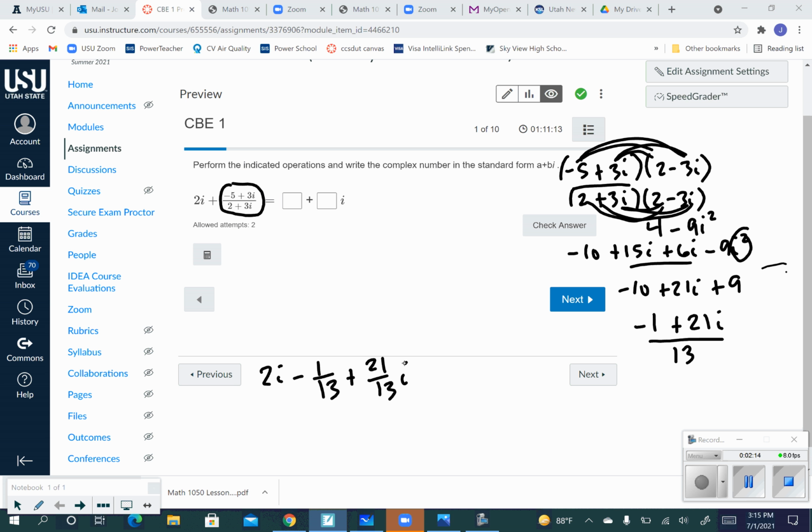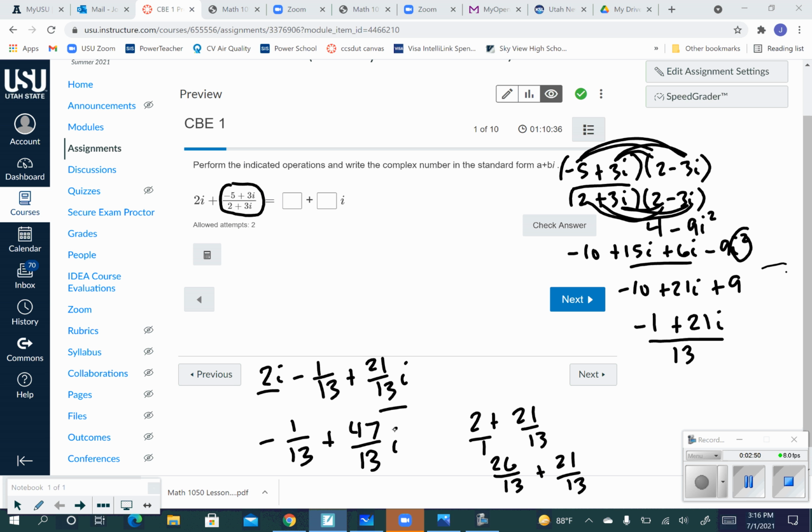Okay, now we've got to combine. Now we got to get the common denominator. I need to combine the i's together. So I got to add 2 plus 21 over 13. So think of it as being 2 over 1. I have to times the top and the bottom by 13. So I end up with 26 over 13 plus 21 over 13. I add those together and get 47 over 13. So now I have -1/13. Remember, the real number part comes first, plus 47 over 13i.